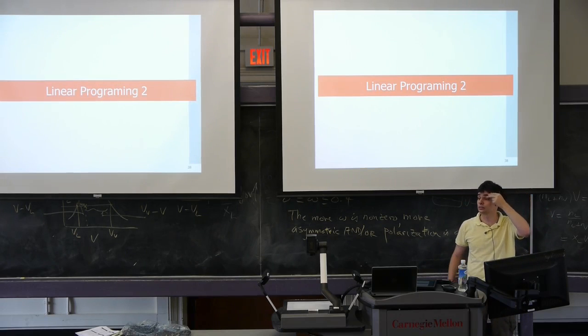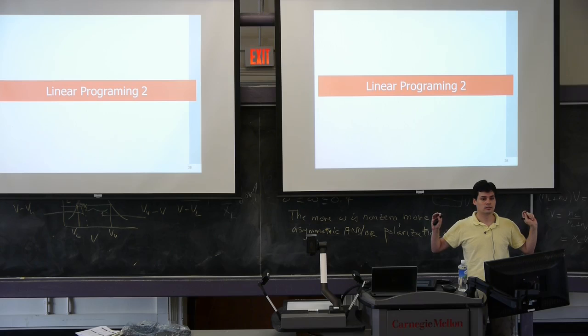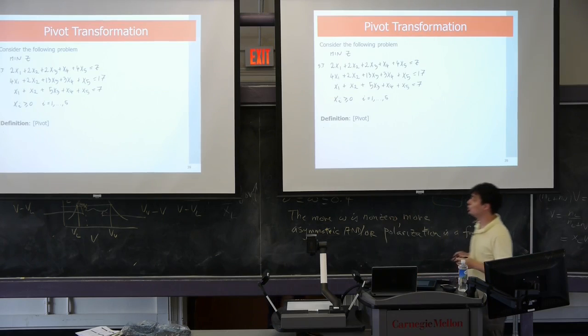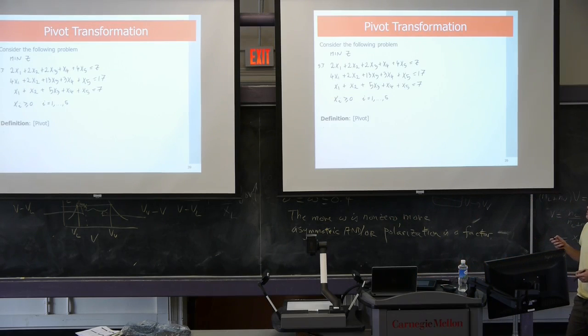Questions? Any questions? Everything is clear? Good. So here is a problem. We want to minimize this cost function, 2x1 plus 2x2 plus 2x3 plus x4 plus 4x5. I denote the cost function with z, and we have some constraints. And we know that all these 5 x variables are non-negative. Our goal is to solve this problem. This is a linear program in standard form. So what to do?